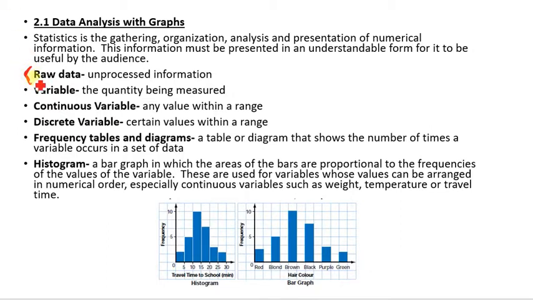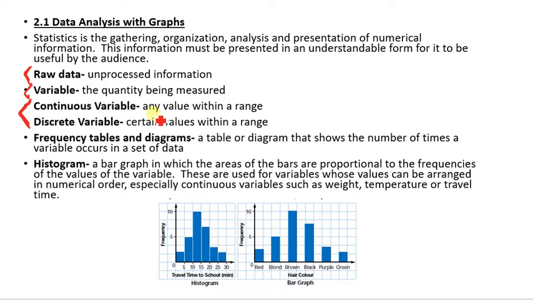Raw data. This is unprocessed information. So what this looks like is a bunch of numbers. Okay, a variable. This is the quantity being measured. It could be time, height, weight, volume. It's just the quantity being measured. And then we have continuous versus discrete variables.